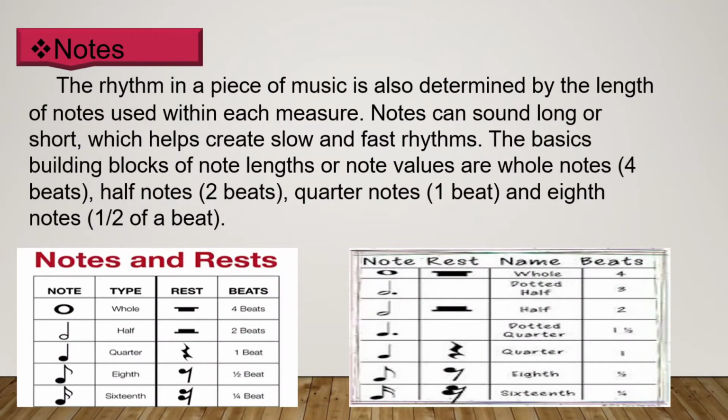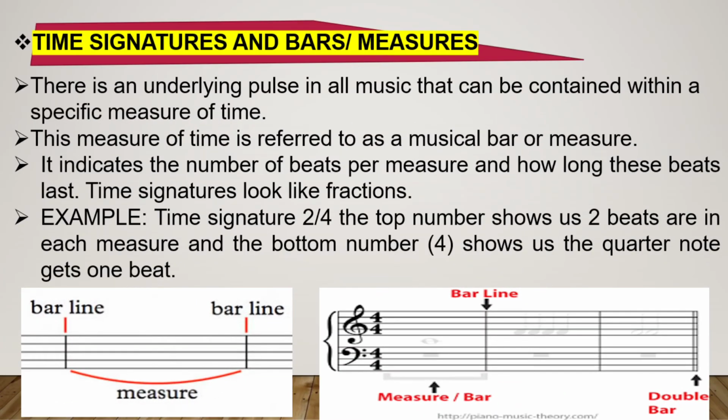Second is the note. The rhythm in a piece of music is also determined by the length of notes used within each measure. Notes can sound long or short, which helps create slow and fast rhythms. The basic building blocks of note lengths or note values are whole notes, which is 4 beats, half notes for 2 beats, quarter notes for 1 beat, and eighth notes for 1/2 of a beat, while a sixteenth is equal to 1/4 of a beat.